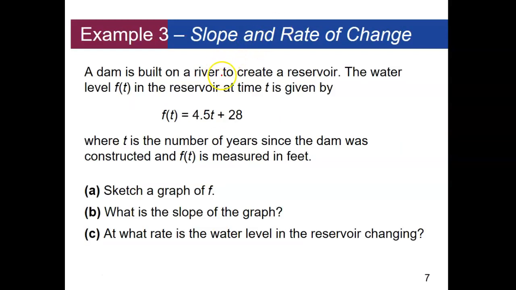Okay, here's an example. A dam is built on a river to create a reservoir. The water level F of t in the reservoir at time t is given by this function, where t is the number of years since the dam was constructed, and F of t is measured in feet. I will say keep track of your units here. Okay, so we're talking about years and feet here.